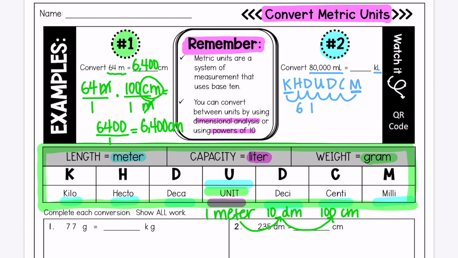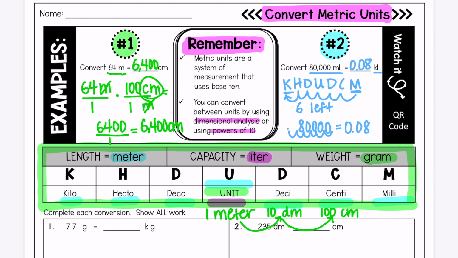6 to the left. So you find the decimal point, 80,000. The decimal point is here. You're going to move 6 spaces to the left from there. 1, 2, 3, 4, 5, and 6. So that would mean 0.08 kiloliters. If we were moving to the right, your decimal point would go to the right. So 80,000 milliliters, which are super tiny, would equal 0.08 kiloliters.